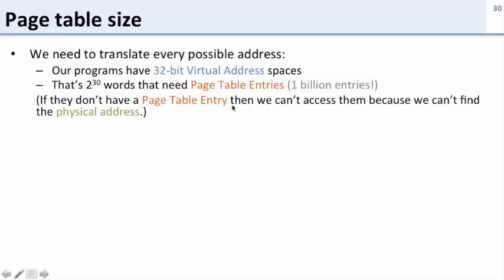Now remember, if we don't have a page table entry, then we can't access that location. We need the page table entry to get the physical address so we can actually load the data. So we have to have some sort of page table entry for every single word in our virtual address space. So how can we make this more manageable?